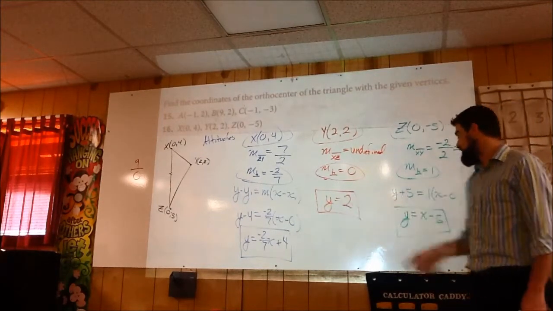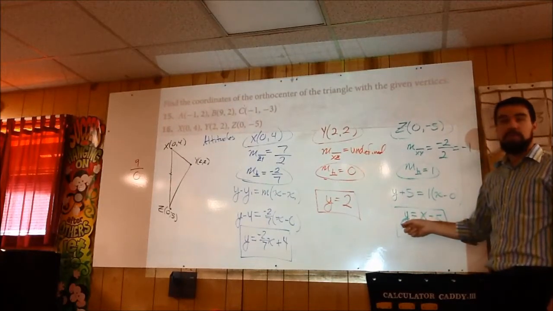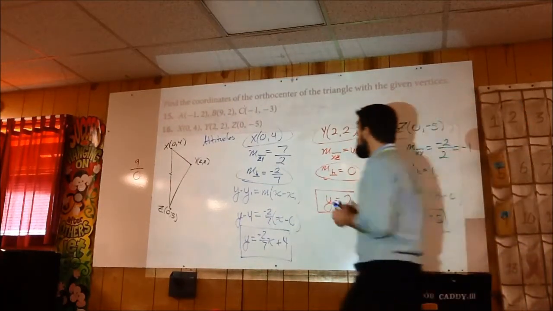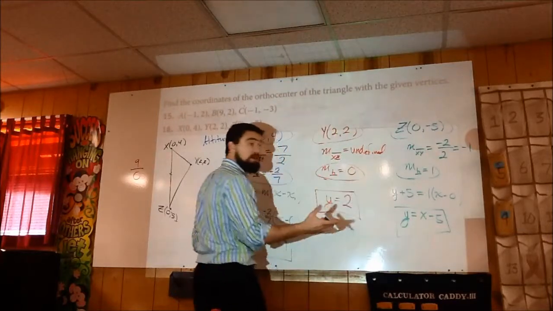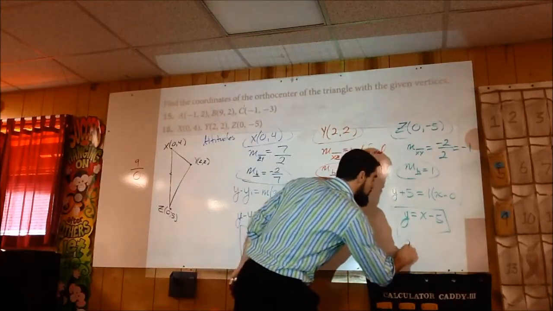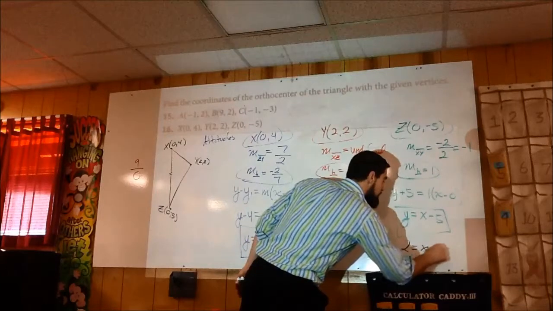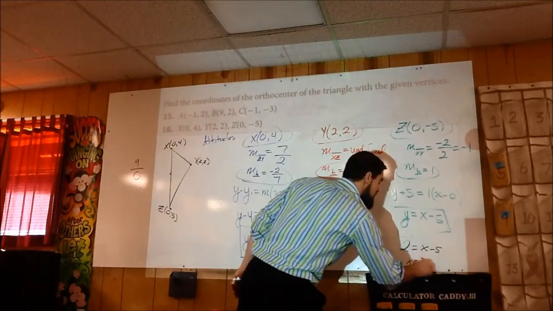So if y is 2, then what's x going to have to be? 7. So that didn't take much work, but you would show work by saying this. Plus 5 on both sides, x is equal to 7.